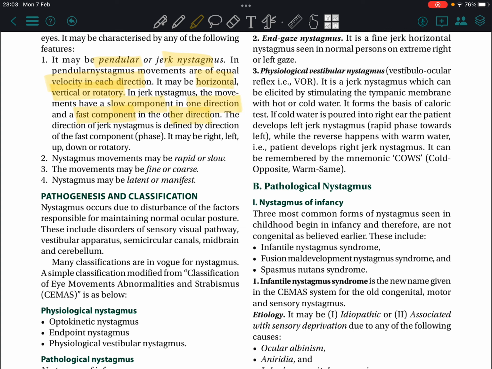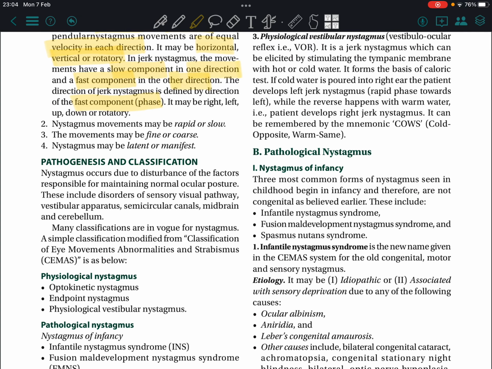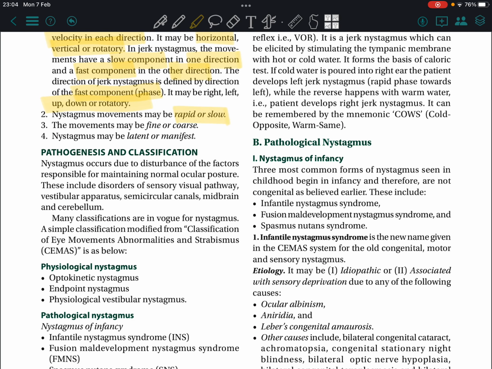The direction of jerk nystagmus is defined by the direction of the fast component phase, and it may be right, left, up or down, or rotatory. Nystagmus movements may be rapid or slow. The movements may be fine or coarse. Nystagmus may be latent or manifest.